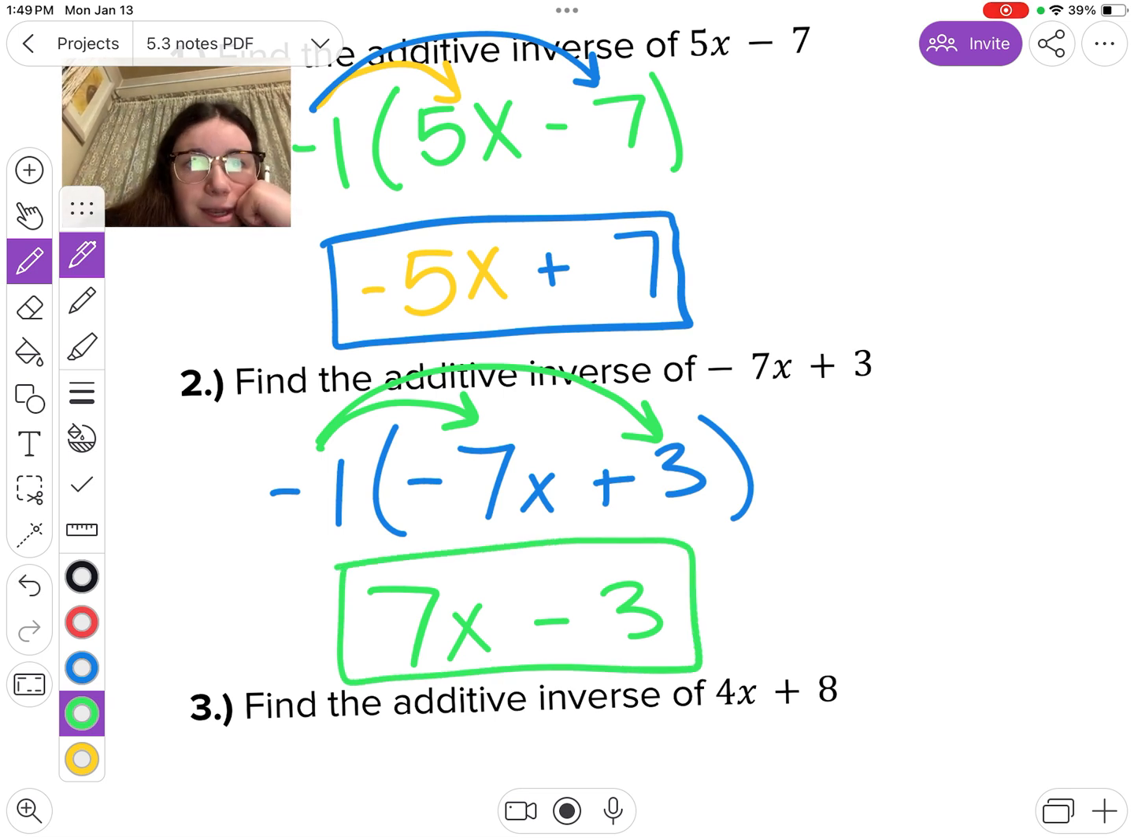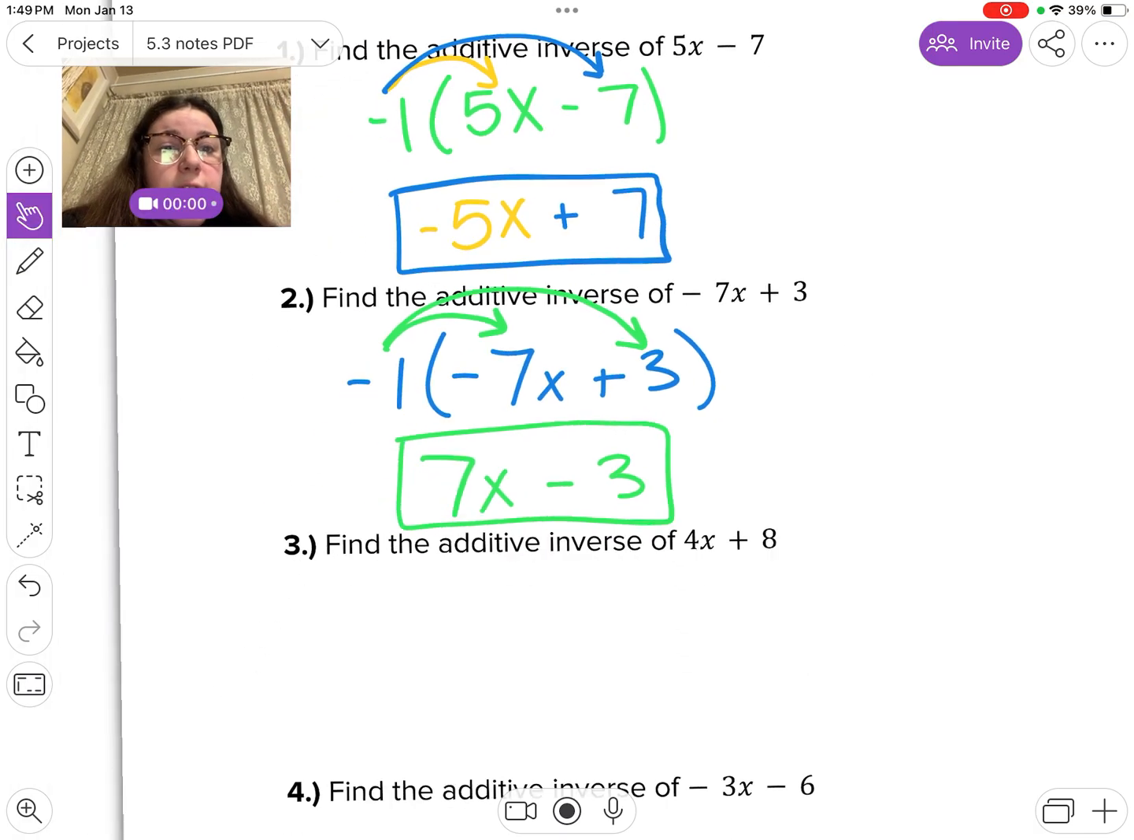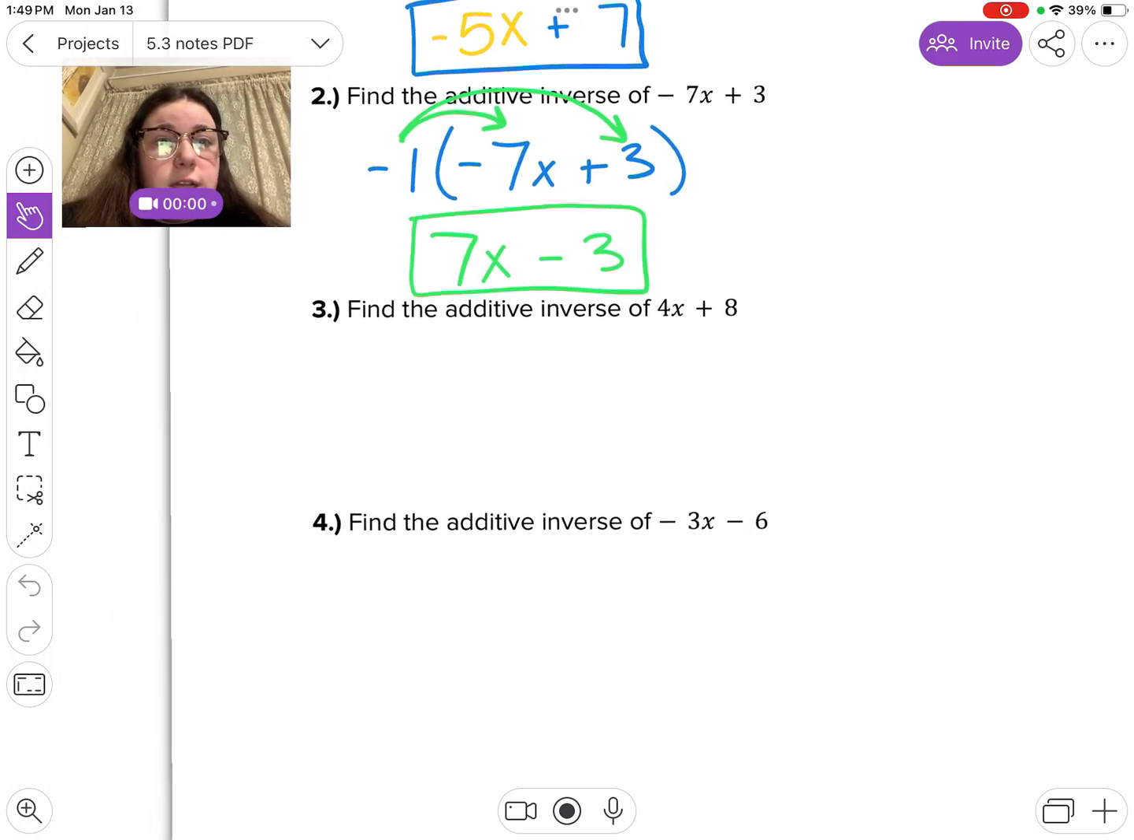Then we do the second term, -1 times +3 becomes -3, and we get our additive inverse of 7x minus 3. All right, I want you to go ahead and try 3 and 4, okay? So go ahead and pause me, and when you're done, you can check your answers. All right, pause.